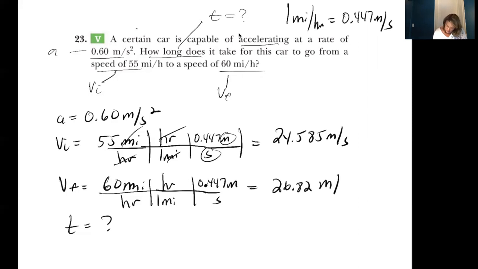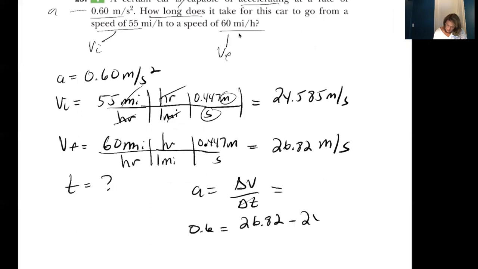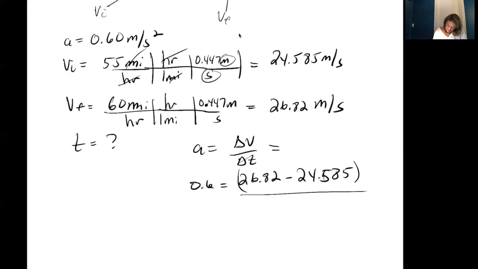26.82 meters per second. And then I use my equation, acceleration equals change of velocity over change in time. And so I am trying to see, okay, so 0.6 is equal to 26.82 minus 24.585, all over time. I will find time to be equal to 3.725 seconds.